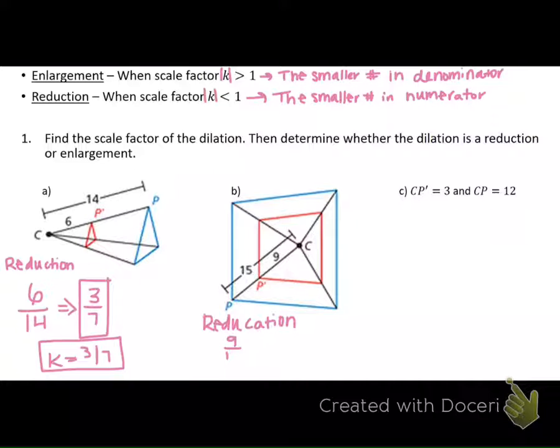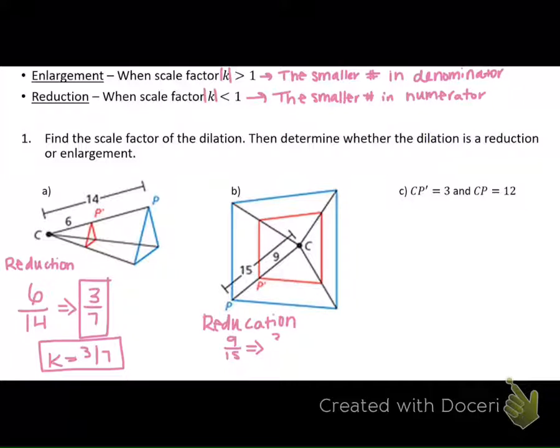The smaller number is 9 over 15. What goes into both 9 and 15? 3, so that's 3 over 5. So we have a scale factor of 3 over 5.